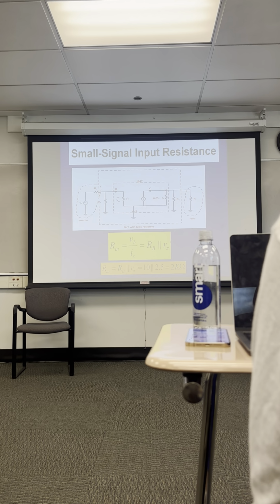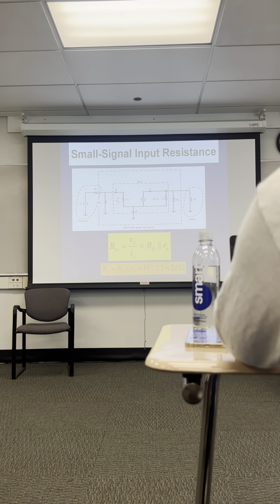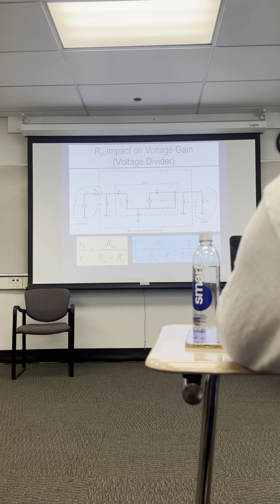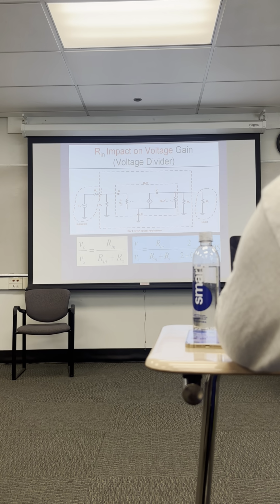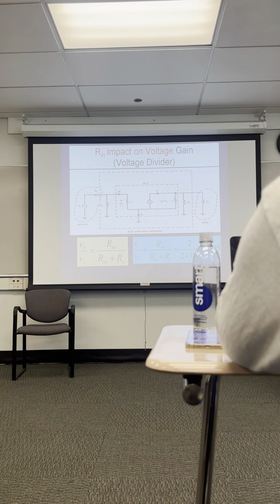And Rd is 10K, R pi is 2.5K, so Rn is equal to 2K ohm. The voltage divider on the input is Rs, Rd in parallel with R pi, and Rd has a series Rs with it. So we need to calculate the voltage divider loss on the input. That's equal to Rn over Rn plus Rs. Rs appears to be 100 ohms, so that's approximately 0.95.